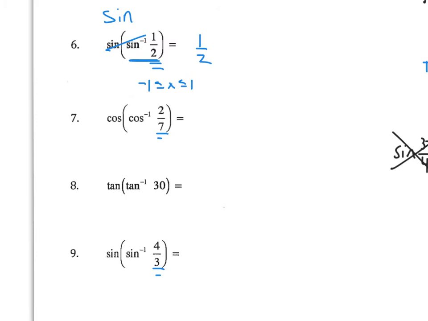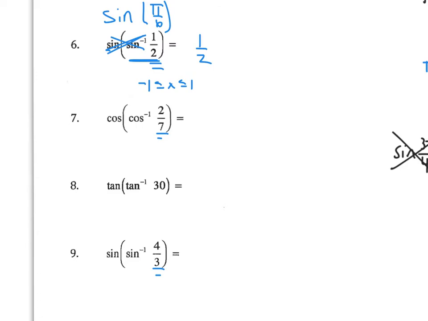Isn't that 30 degrees? Or pi over 6? Okay. What's sine of pi over 6? 1/2. So all you're doing is you're evaluating it, and then you're unevaluating it. So that's why these can just cancel each other out.